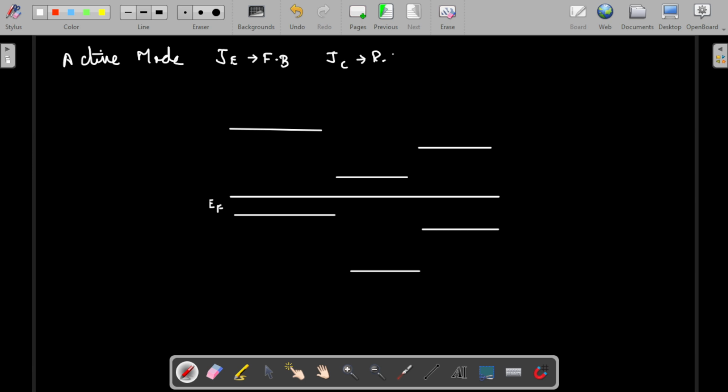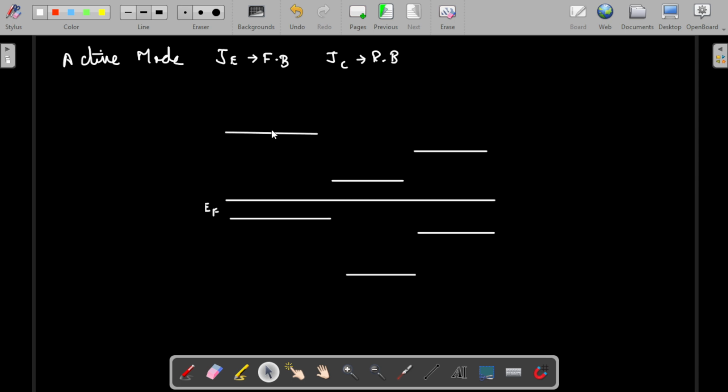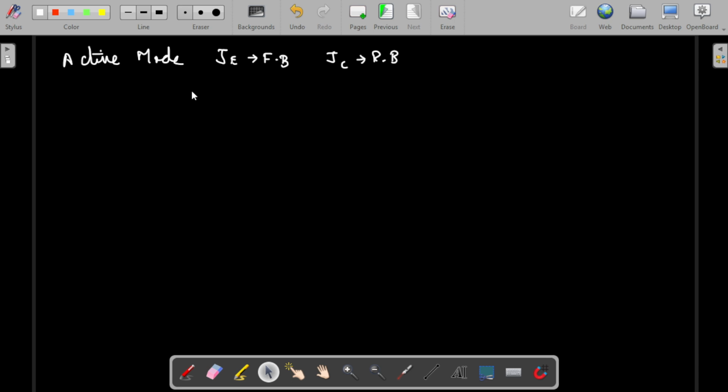Okay. So we discussed the criteria, right? If you do it, what will happen is that this width will be reduced, because we are applying some kind of potential here. Okay, I think we can't do it this way. So let me draw it from scratch. So based upon this, the forward bias and reverse bias will come into the picture.